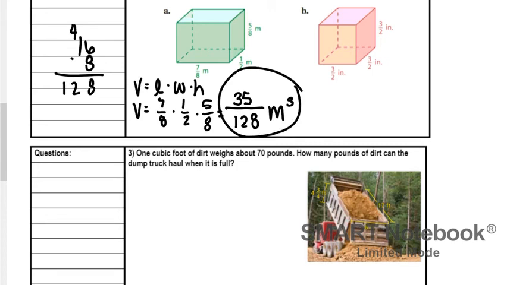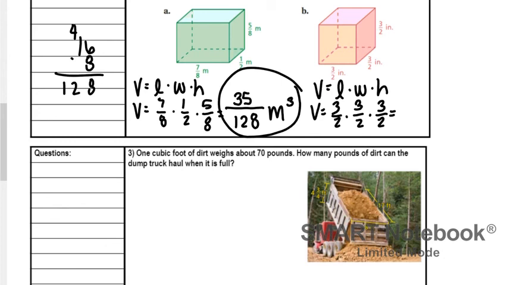Same idea for letter B. I want you to pause the video, try letter B on your own, and then resume the video to check your answer. All right, so if you're listening to me now, you should already have all this work done. You should have written down your formula. You should have substituted in each of these numbers and multiplied across on top and multiplied across on bottom.